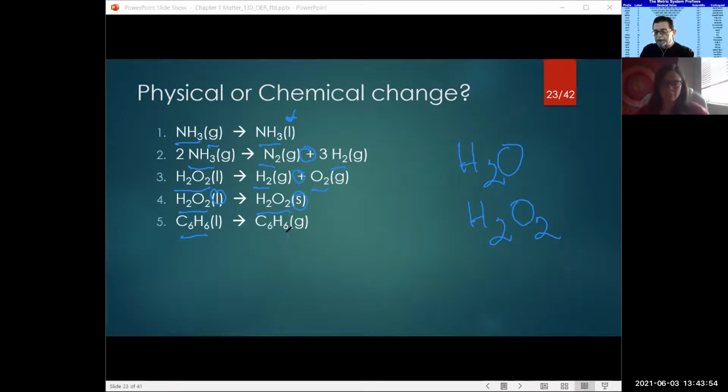And then on the product side, guess what? It remains the same, C6H6. Again, we got a physical change because we're going from liquid to gas. That sounds like boiling to me, right? Liquid to gas. And it has a specific name. It's called benzene. It's not important.